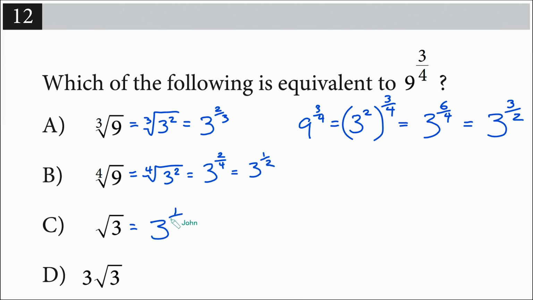C is also just 3 to the 1/2, but with answer choice D, we get 3 times 3 to the 1/2, or 3 to the first times 3 to the 1/2. We add these exponents to get 3 to the 3/2.